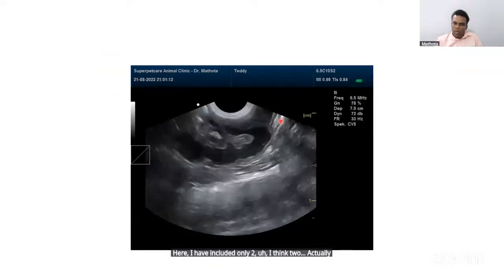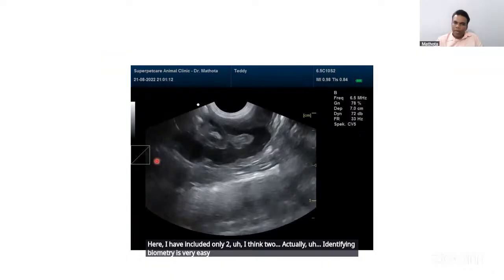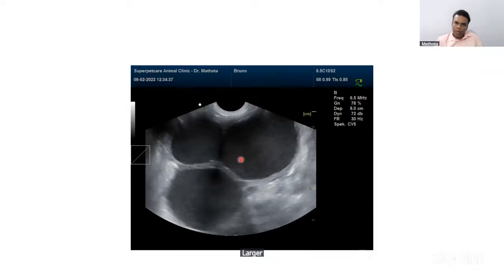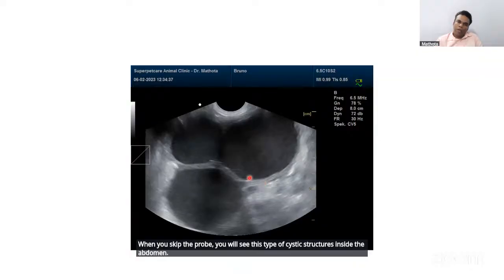Actually, identifying pyometra is very easy. You can identify the bladder. Usually dorsal to the bladder, you can see this type of tubular, fluid-filled structure. It's very easy to identify. But in a larger pyometra condition, you will see these fluid-filled structures. When you keep the probe, you will see these cystic structures inside the abdomen. Then you can identify it easily.